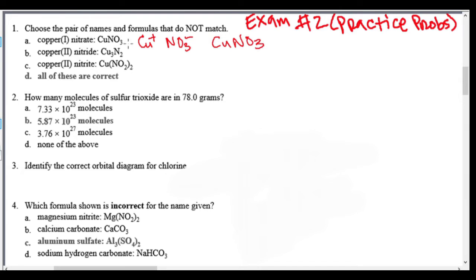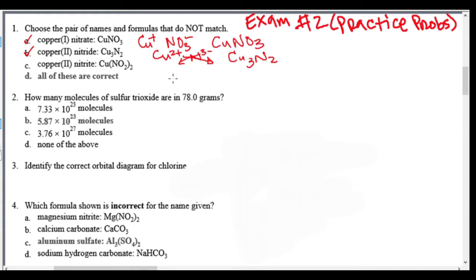So that's right. Going to the next one, copper 2 nitride. Cu2 plus, and you know what nitride is? If you said N3 minus, you would be correct. If you swap the charges, that would give you Cu3N2, which is what it has on there. Perfect.